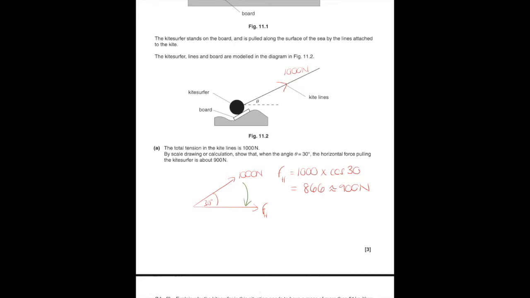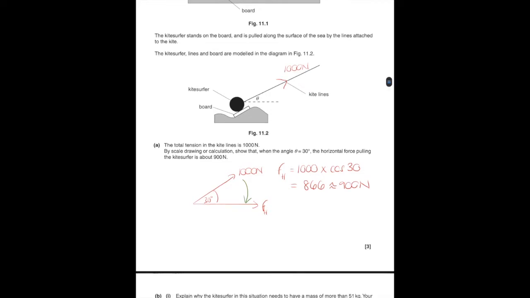Now, as I say, you could do a scale drawing if you'd rather, but you should still find that you get an answer of about 870, something like that. Don't be put off if you get 870. That's not miles off. It's just that our spec is quite lenient with some of these. Okay, so there is part A.